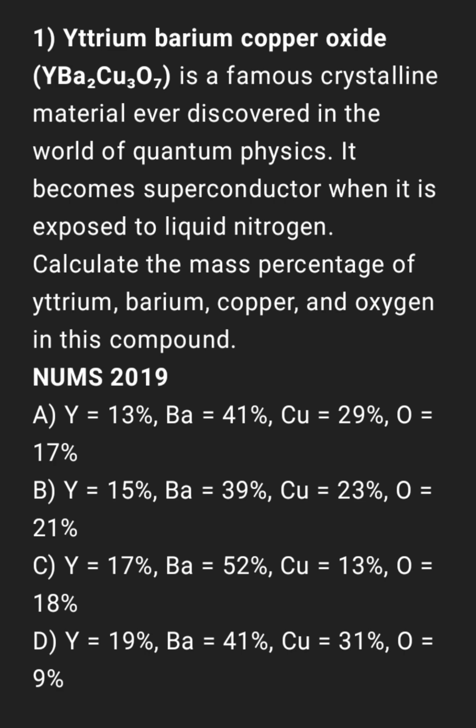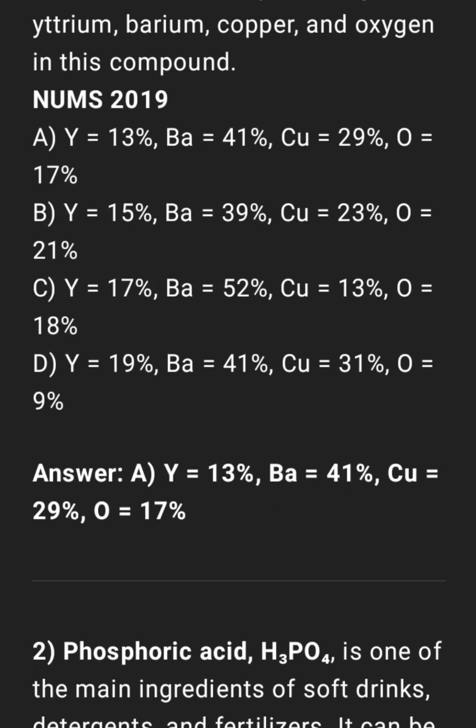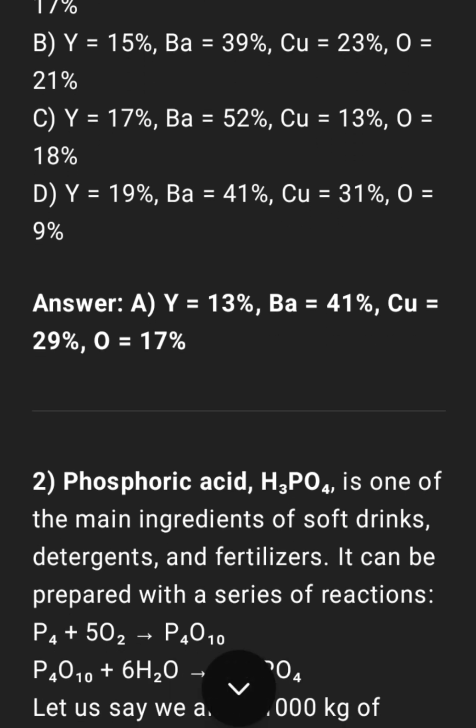B, Y equals 15%, Ba 39%, Cu equals 23%, O equals 21%. C, Y equals 17%, Ba equals 52%, Cu equals 13%, O 18%. D, Y equals 19%, Ba equals 41%, Cu equals 31%, O equals 9%. Answer: Y equals 13%, Ba equals 41%, Cu equals 29%, O equals 17%.